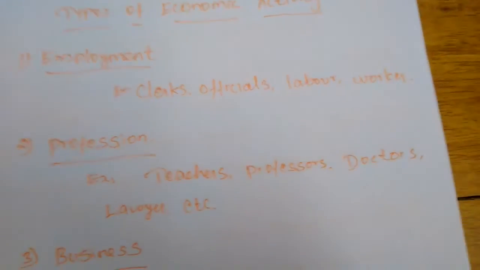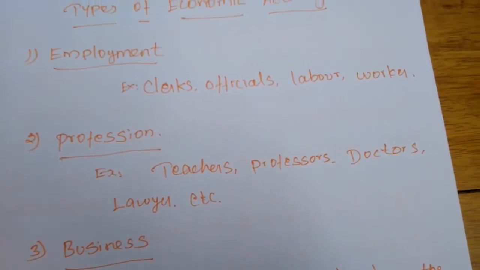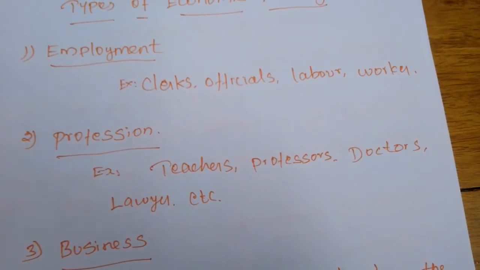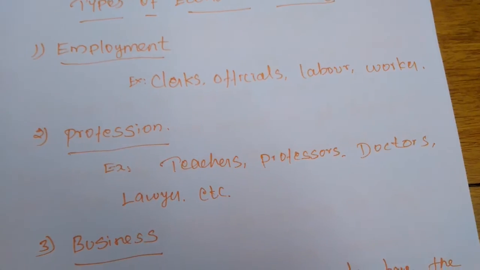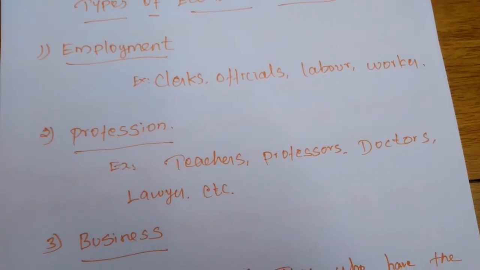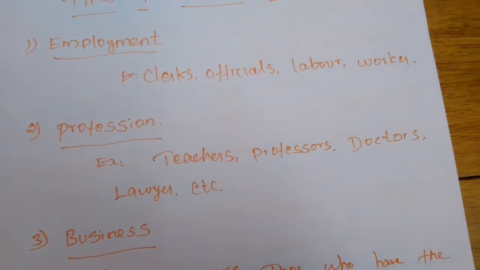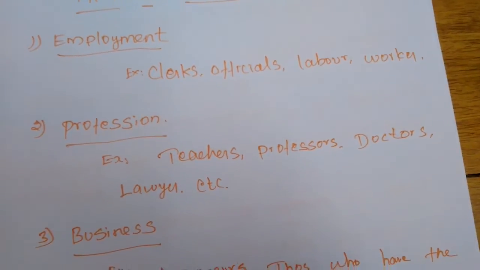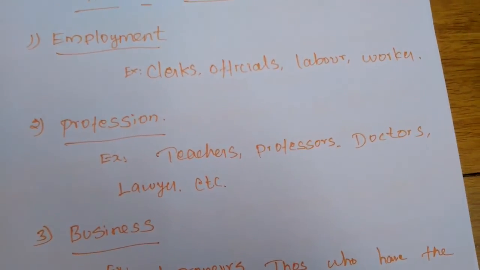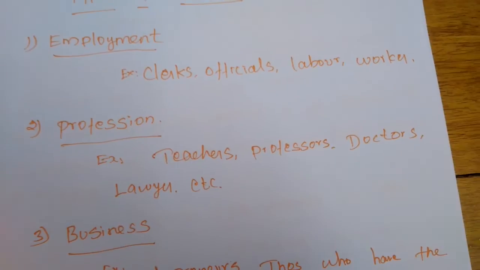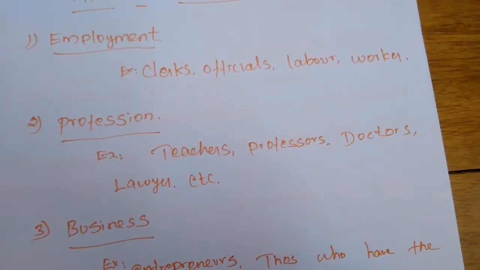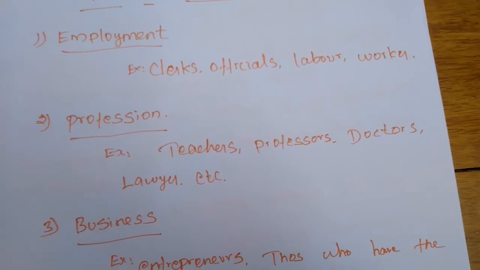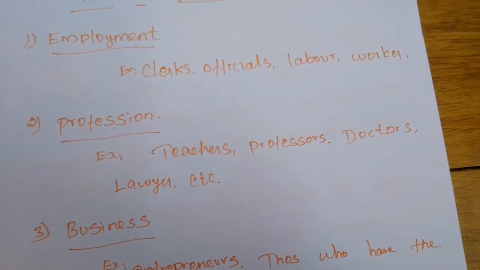For example, in employment, clerks, all the official workers and laborers, and those persons who go to work on a daily basis are called employees. That type of activity is called an occupation in employment.